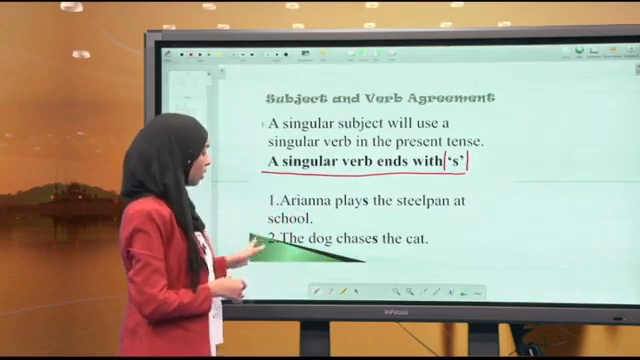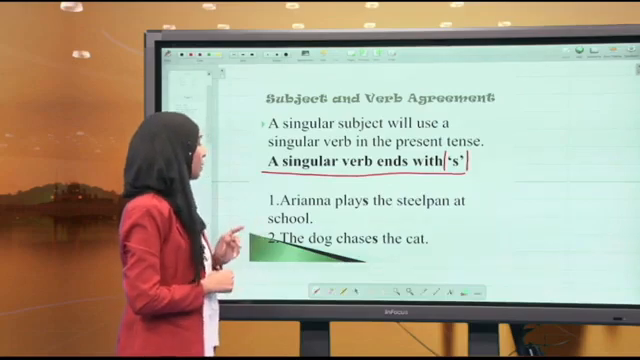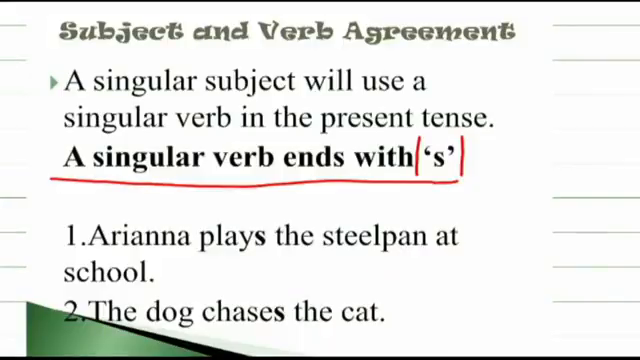So let's look at the sentence. Ariana plays the steel pan at school. So we're going to identify your singular subject here, which is Ariana. One person. Plays, your verb. So we know play is a verb, but why plays instead of play? Because a singular subject, as in the case with Ariana here, takes a singular verb. And we know singular verbs end with S. So that is important to remember there.